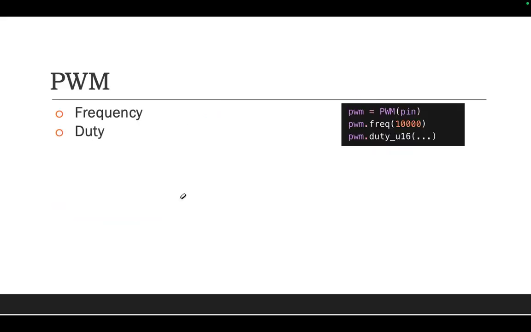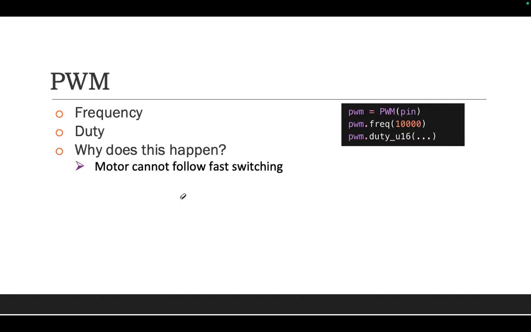Okay, and then you try to adjust the frequency and duty cycle to adjust the speed. For frequency, I suggest you set it from 10K to 20K, which makes the motor smoother. And why does this happen? Okay, I think this is the last one.